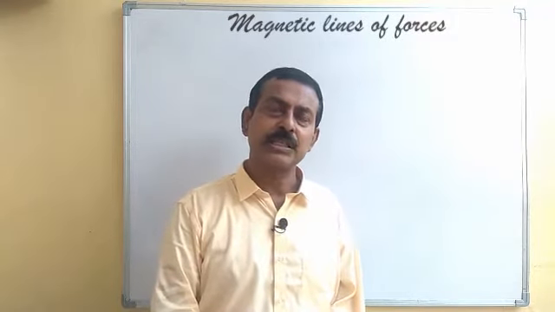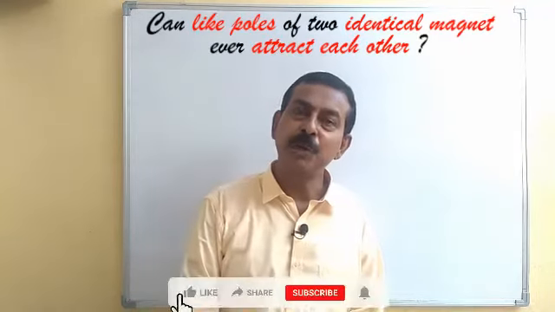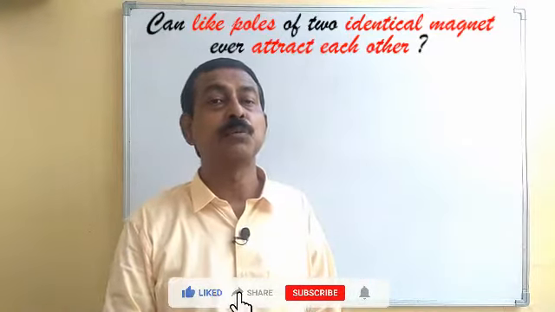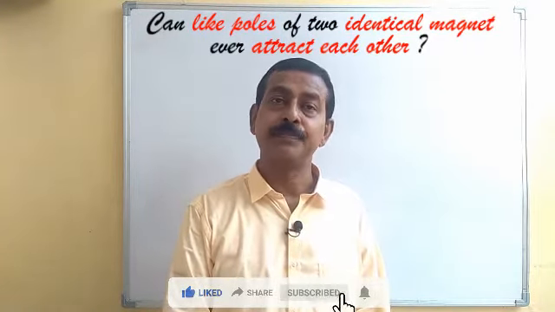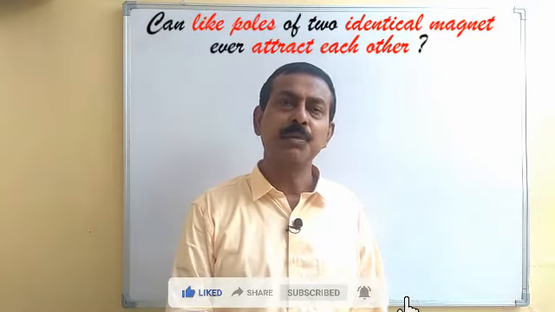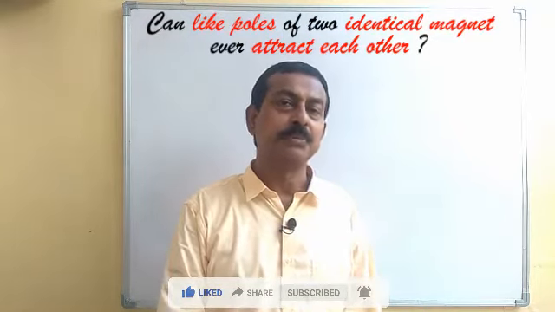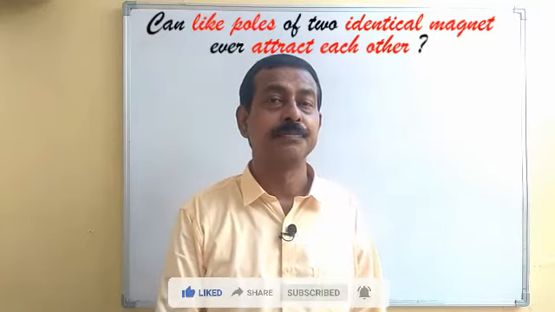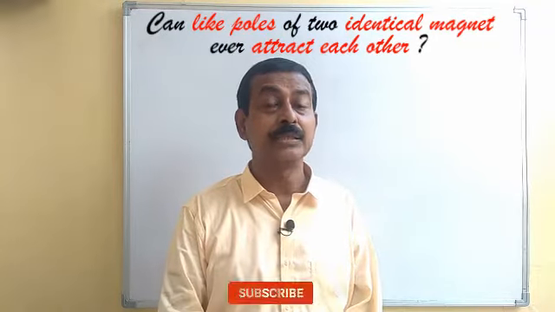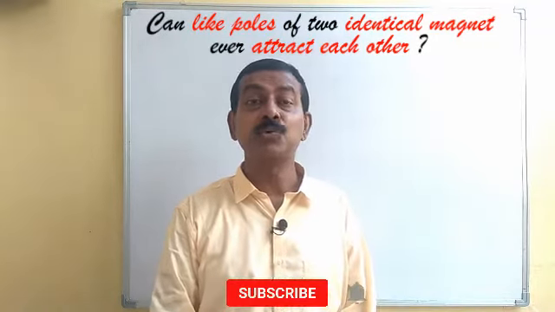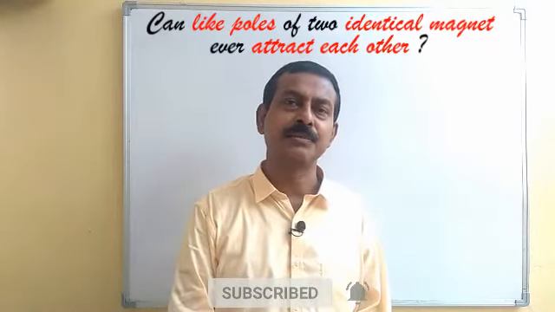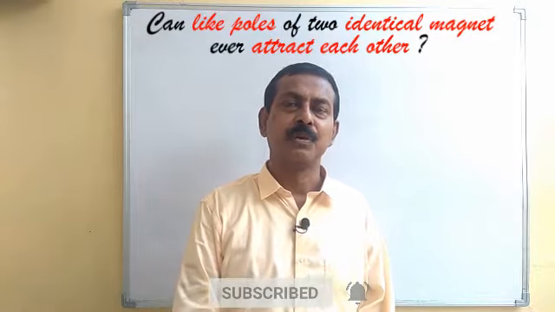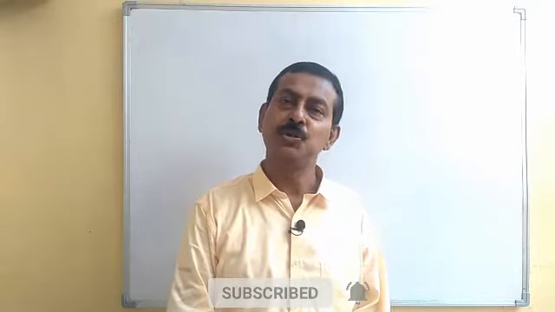We'll also discuss, if you see the properties of the magnets, we say that like poles of the magnet repel and unlike poles attract. Now, can there be force of attraction between like poles of the magnet? And at the same time, can there be force of attraction between like poles of identical magnets? So we'll discuss all this in today's discussion.